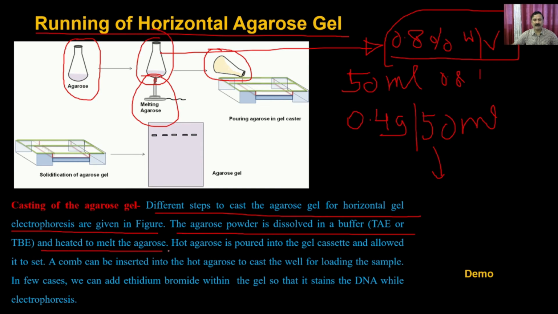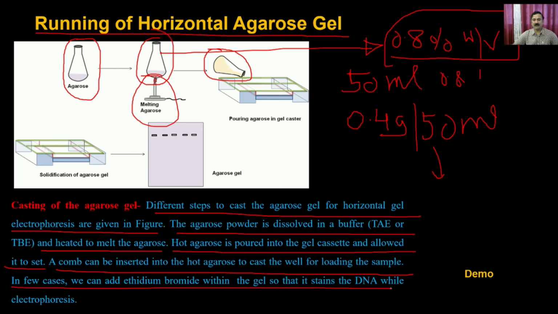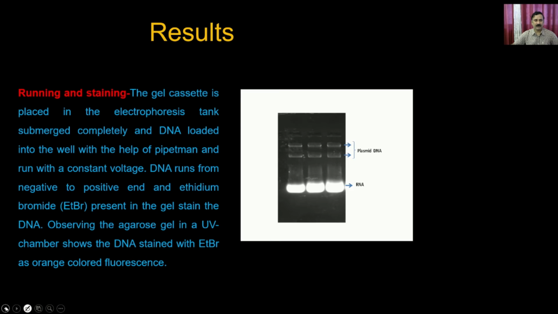The hot agarose is poured into the gel cassette and allowed to set. A comb can be inserted into the hot agarose to cast the gel for loading the samples. In a few cases, you can add the ETBR, the staining dye, within the agarose, so that it is going to stain the DNA while the DNA is going through the electrophoresis.